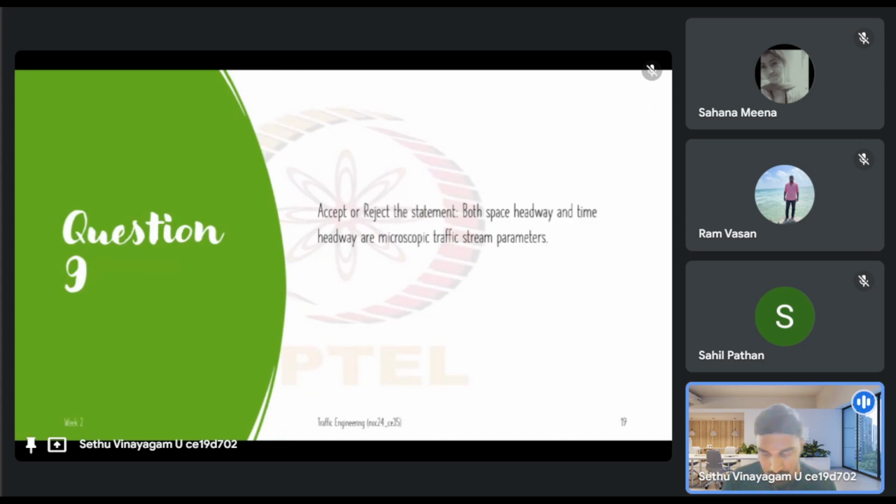The next question is, both space and time headways are microscopic traffic stream parameters.